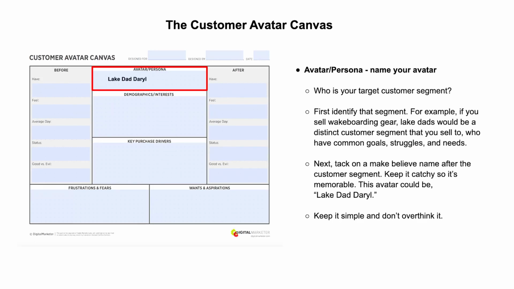And then next, you want to tack on a make-believe name after the customer segment. Keep it catchy so it's memorable. So your avatar could be Lake Dad Daryl. Lake Dad is the customer segment, all the lake dads out there, and we're just giving it a catchy, memorable name that has some alliteration in there, Lake Dad Daryl. Keep it simple, don't overthink it, and let's move to the next step in this customer avatar canvas.